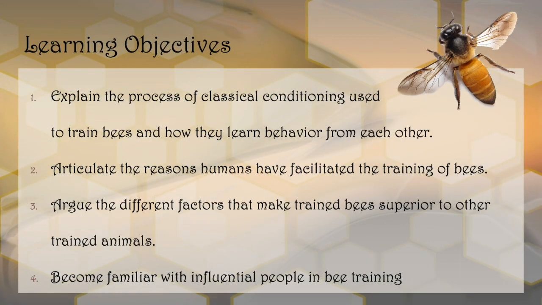By the end of this module, you should be able to explain the process of classical conditioning used to train bees and how they learn behavior from each other, articulate the reasons humans have facilitated the training of bees, argue the different factors that make trained bees superior to other trained animals, and lastly, become familiar with influential people in bee training.